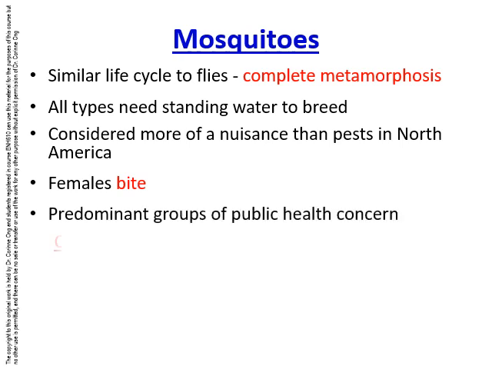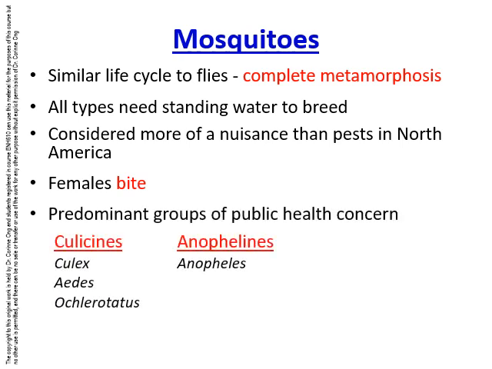Mosquitoes have similar life cycles to flies. They undergo complete metamorphosis. All types need standing or stagnant water to breed. In North America, they are considered a nuisance rather than pests because when they bite, intense itching can occur at the site. Only female mosquitoes bite to get the blood meal for egg development.